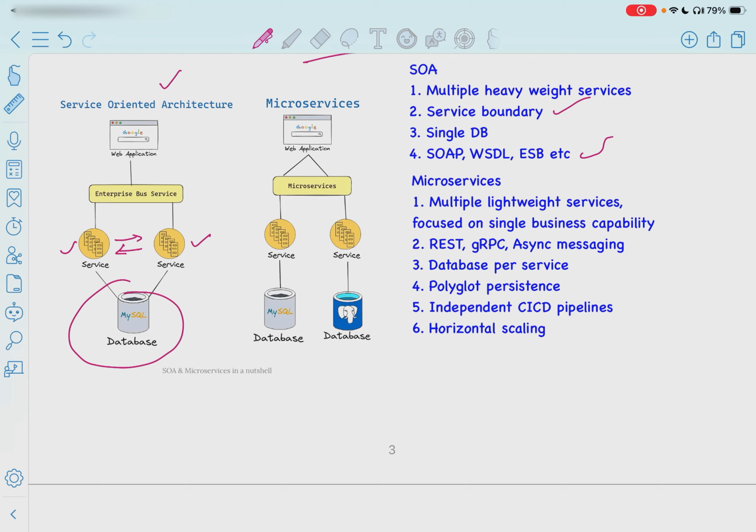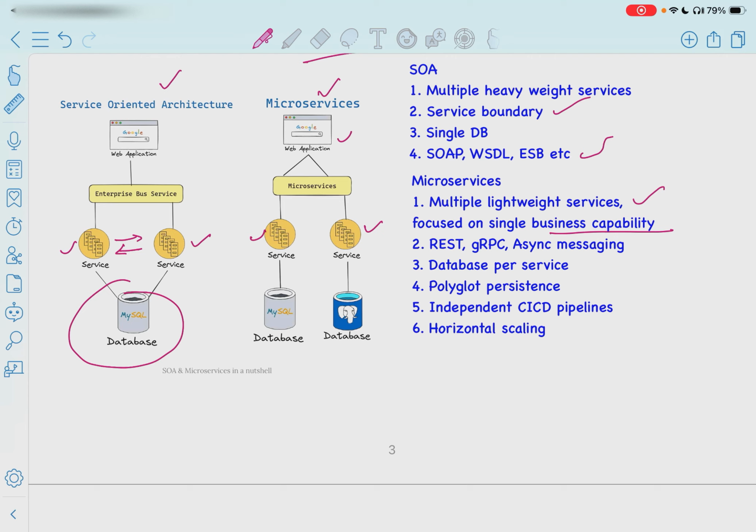But the third approach is microservices. In microservices, we have a web application, and then we have a couple of services. For example, here you can see service A, service B. And these services are very lightweight because they are focused on a single business capability. So for booking, we will use booking service, right? For user profile, we will be using the user profile service. So every service has its own business functionality.